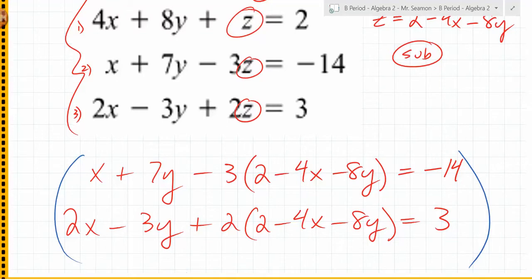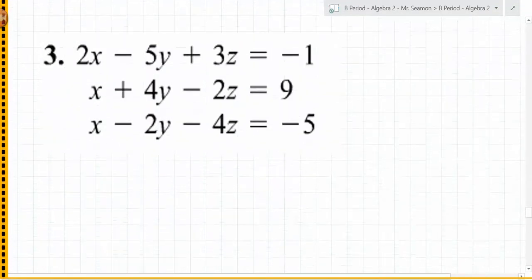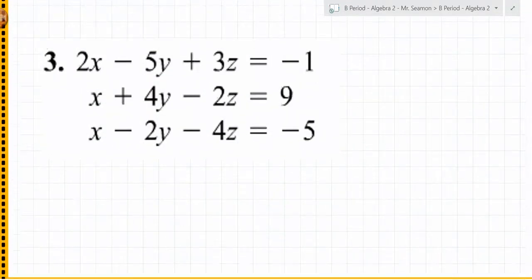No. You could absolutely. Absolutely. So let's pick a different one. So let's say this one right here. Well, if we're going to solve this 3 by 3 system, we need to first turn it into a 2 by 2. Which variable in which line? So x, y, or z, or 1, 2, or 3?